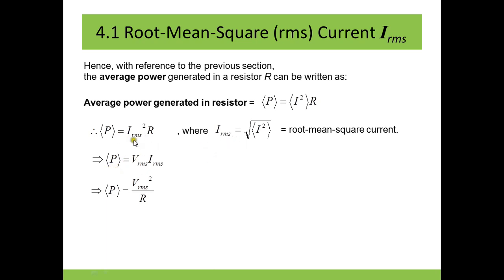Since P equals I RMS squared R, we can also say that P, the average power, equals V RMS multiplied by I RMS, and V RMS squared divided by R, because V and I are in phase.